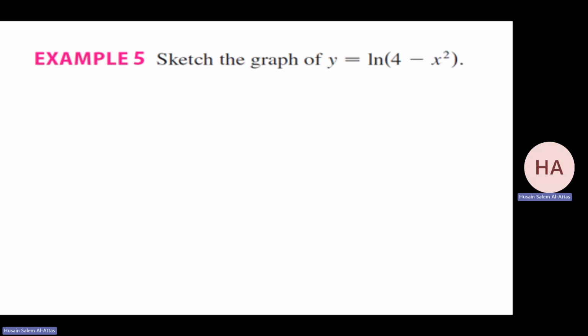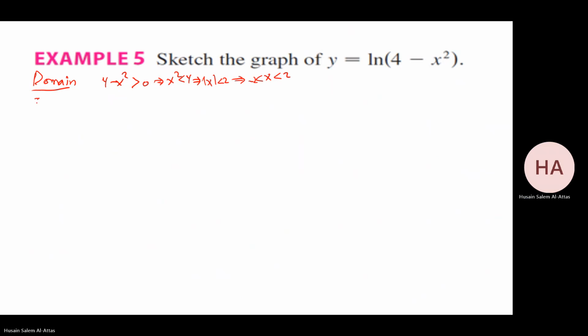Okay, let me do this function. What's the domain here? I have 4 minus x squared should be greater than 0. We solve this. That means x squared less than 4. That means x is between minus 2 and 2. Okay, so I'll work only in this interval between minus 2 and 2. Other than that, the function is not defined.